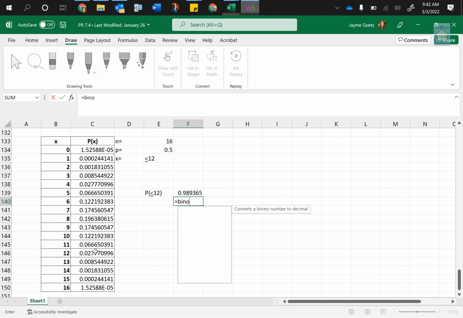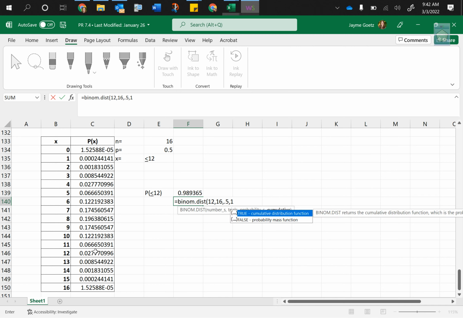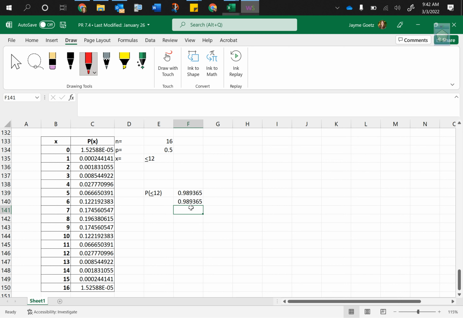You could go binom.dist, and for the number of successes, you would still put 12. The number of trials, you would still put 16. The probability of success would still be 0.5. But for cumulative, you could put 1 or true. And what that would do is that would take 12 plus 11 plus 10 plus 9 plus 8 plus 7 plus 6, 5, 4, 3, 2, 1, all the way to 0, and you should get the same thing. So if you understand the concept of true and false, you are welcome to use that.